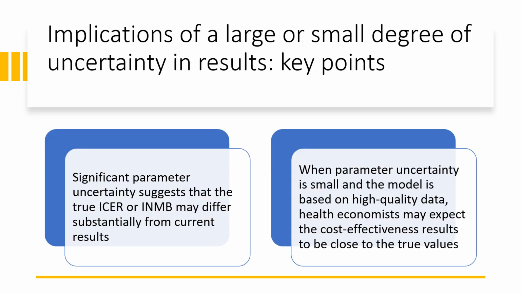Implications of a large or small degree of uncertainty of results. Key points. Significant parameter uncertainty suggests that the true ICER or incremental net monetary benefit may differ substantially from current results. When parameter uncertainty is small and the model is based on high-quality data, health economists may expect the cost-effectiveness results to be close to the true values.